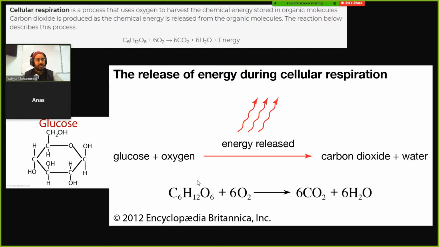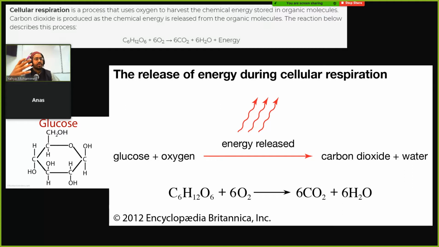This is sugar. So basically, what we're doing is we're burning sugar, right? Because we're using oxygen. Like let's say you have some firewood, and then you burn it. What does that mean, Anas? If I say I'm burning some firewood, like what is happening? You're changing the property of the wood.